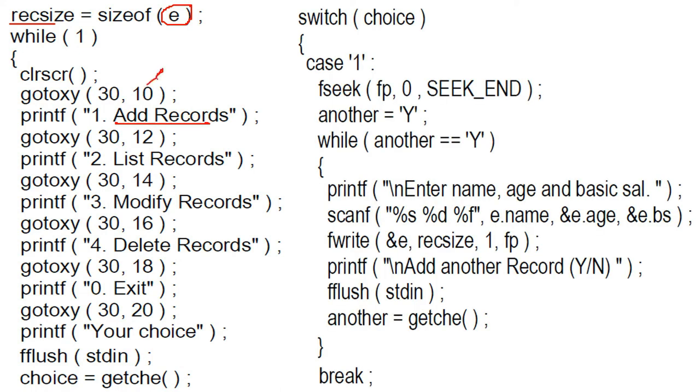These are only the row and column positions, so don't worry about this. Adding record, listing record, modifying record, and delete record. We have exit also. We'll take the user choice, and depending upon the choice, we'll go to different cases. For example, this is one. This is adding the record.